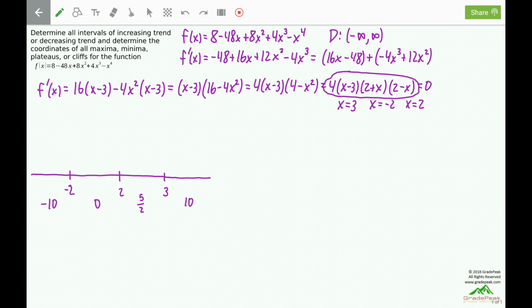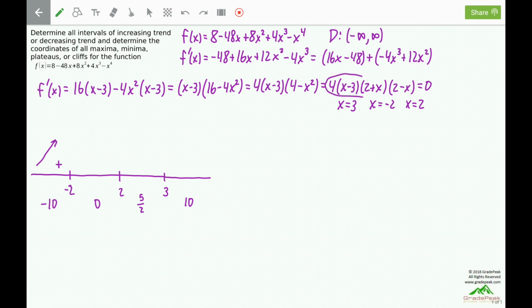If we plug a negative 10 in, negative 10 minus 3 is negative, 2 plus a negative 10 is negative, 2 minus a negative 10 is 2 plus 10, which is a positive. Negative times positive is a positive, times the positive 4 is still positive. We have a positive first derivative, which corresponds to an increasing trend.